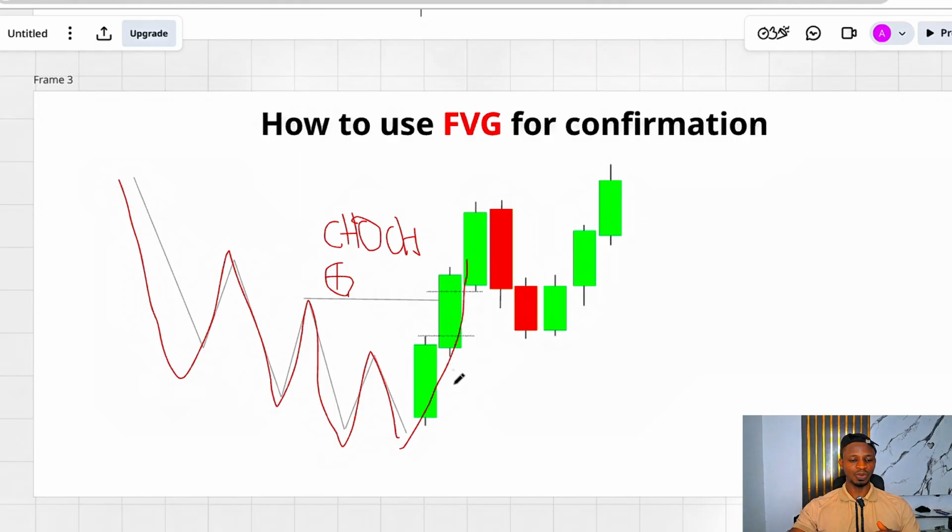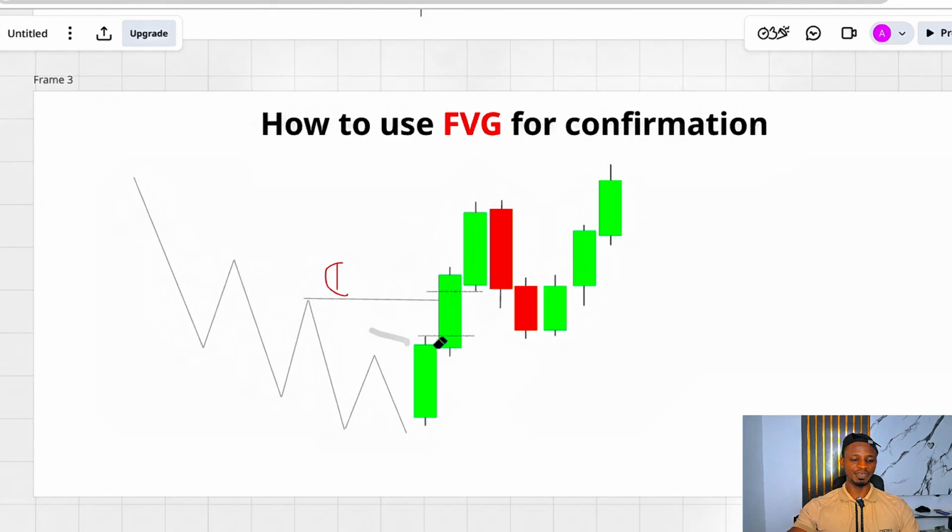Once the change of character occurs, you cannot enter aggressively and start buying. You have to wait for price to return to this fair value gap here. This is the fair value gap. When the price returns to the fair value gap, that is when you can be rest assured that if you buy the market, the chance of winning to the upside will be very high, because the price has returned to a fair value gap, coupled with the fact that we already have a market structure shift.